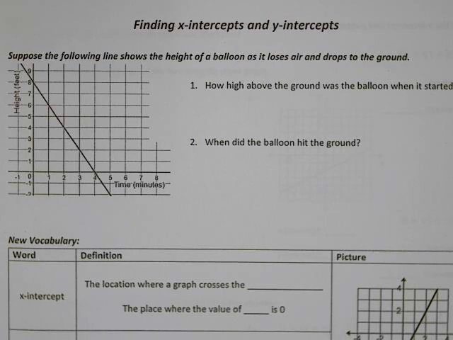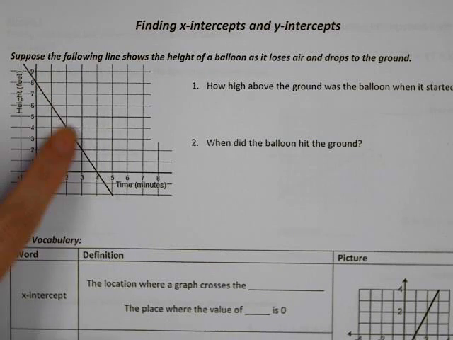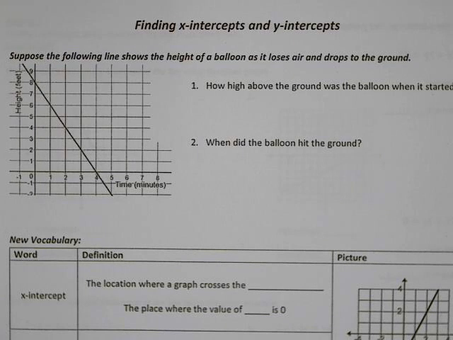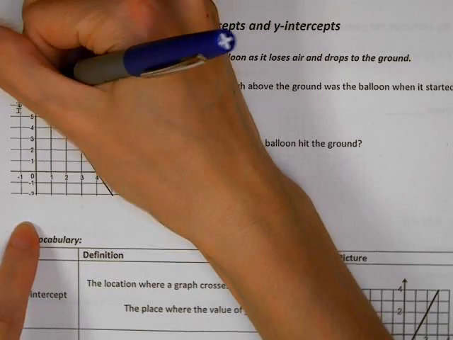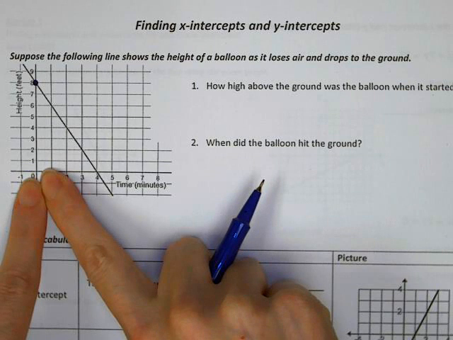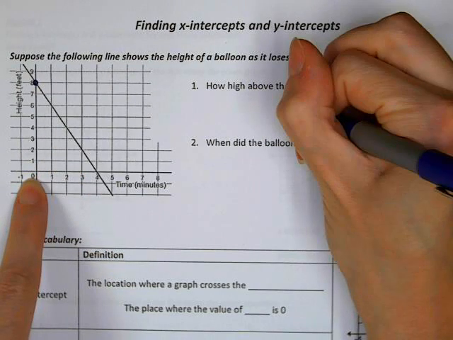So first of all, a little warm-up on a graph here. Let's say this is the height of a balloon as it loses air and drops to the ground. So answer me question 1. How high above the ground was the balloon when it started deflating? So what do you guys think? I'm hoping you guys would say 8. Because at time 0, before it started deflating, the balloon was up at 8 feet.